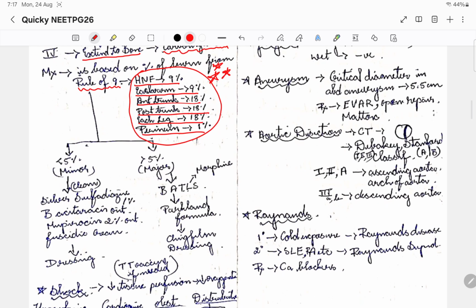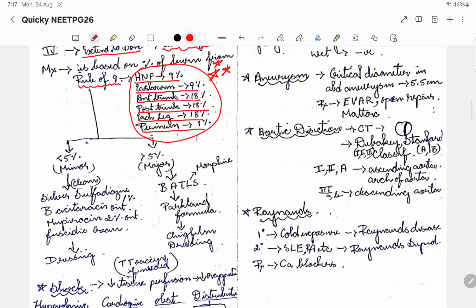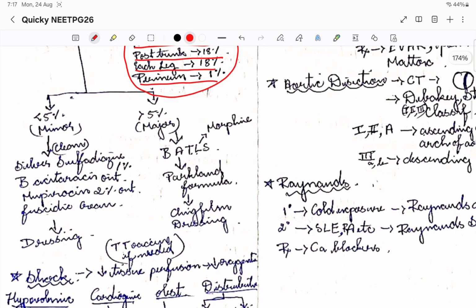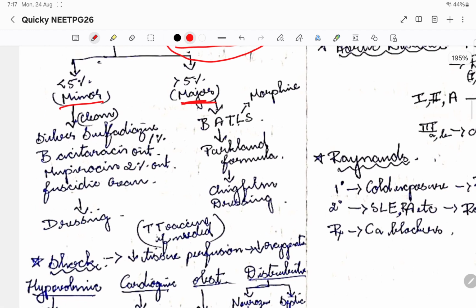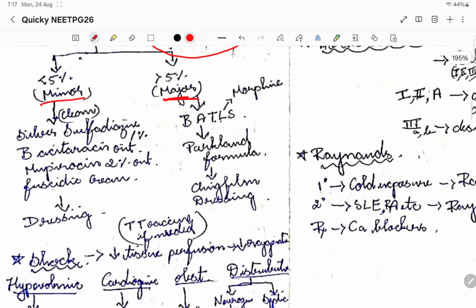Okay, so that's it. So how do we manage after we have decided that particular burn percentage? If it is less than 5% burn, it is going to be a minor burn injury, whereas if it is more than 5%, we consider it a major burn injury. Minor burn injury, we used to manage in OPDs, right? So we'll clean the area, then we'll use silver sulfadiazine.